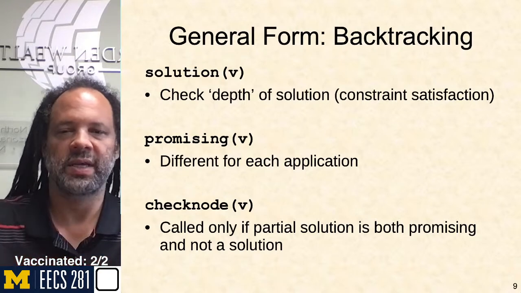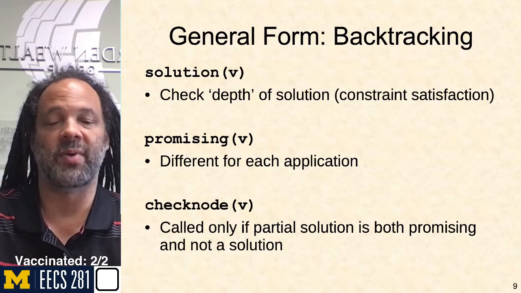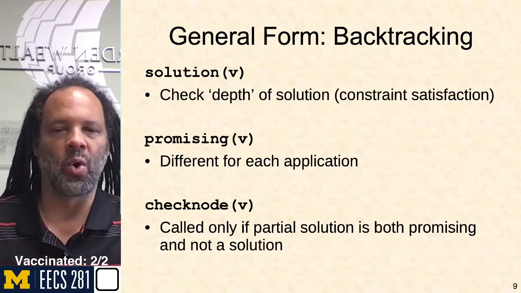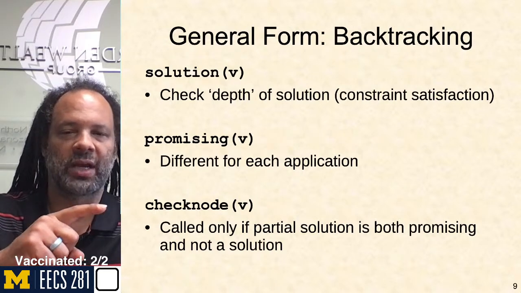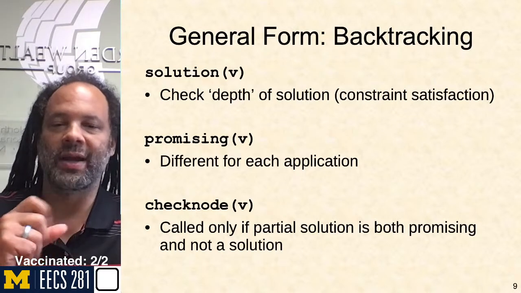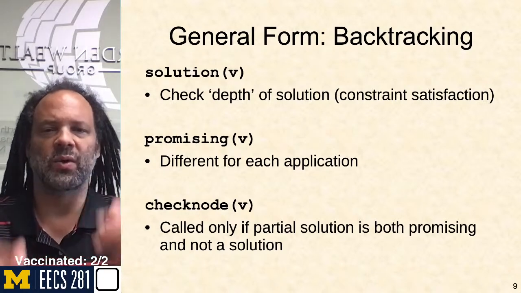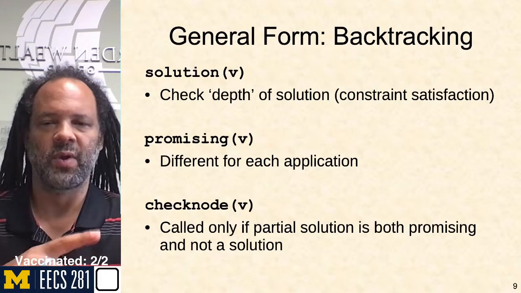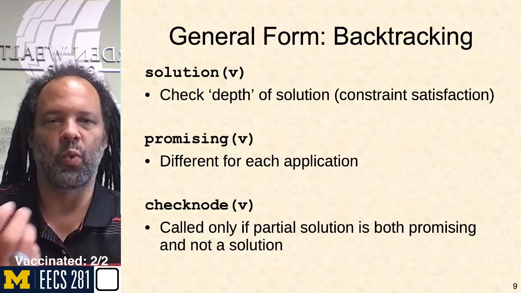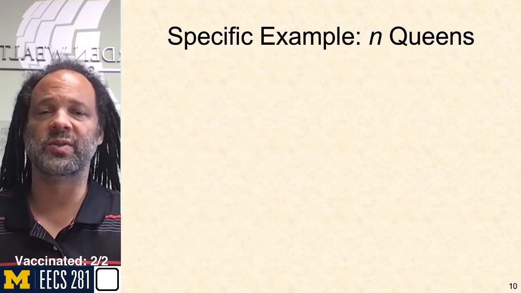And then check node, of course, is the function that we're working in itself. This is the recursive function. It gets called only if we have a partial solution that's both promising and not a full solution. And so you can see that we can order those two checks in different ways. I say, well, check node will be called if it's a partial solution that's promising and it's not a solution. Or I can say check node will be called if it's a partial solution that's not a solution and is promising. And that's how we get those two alternate forms that we looked at. We just kind of reordered those two things in the and. Really, they both need to apply, and if you do one before the other, you still end up with the proper answer.